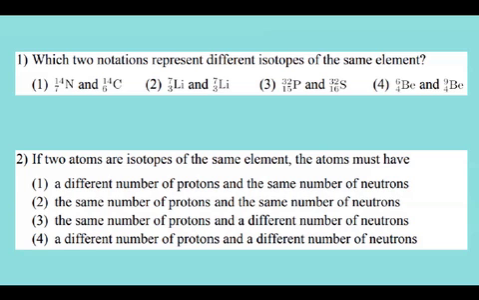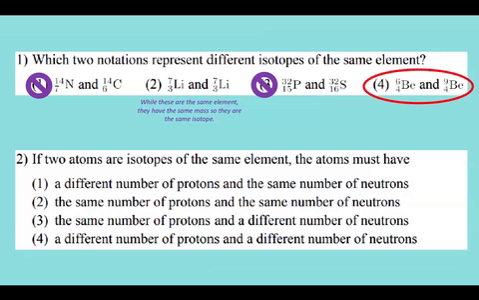So just for some examples of how you can see questions about isotopes, for number 1, it's talking about which two notations represent different isotopes of the same element. So right off the bat, you can get rid of 1 and 3 because you have different elements, so they can't be isotopes of each other. The difference between 2 and 4 is the fact that in choice 2, while they're the same element, they have the same mass numbers. So they're the same isotope, not different isotopes. So that leaves you with 4, which are both beryllium, but they have different mass numbers, so they're going to have different numbers of neutrons.